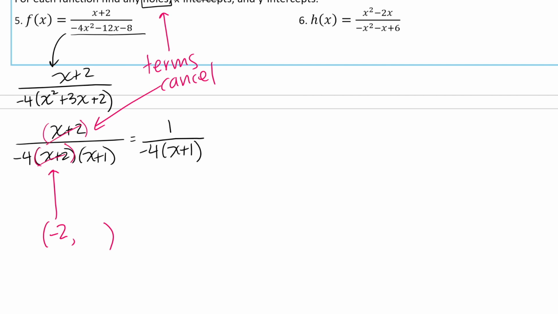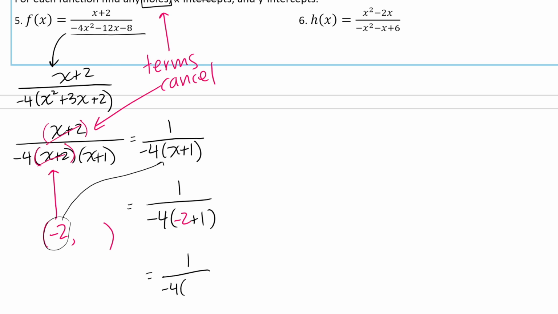To find the y value, take negative 2 and plug it into the reduced function. So I'll have 1 over negative 4 times negative 2 plus 1. Okay, so that becomes 1 over negative 4 times negative 1, which is 1 over 4. So 1/4. That's it. That's the hole. We found the location of the hole.